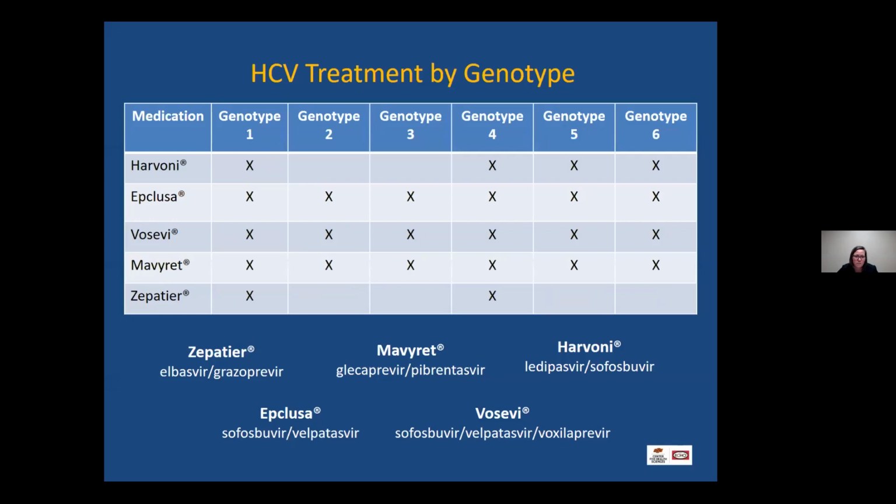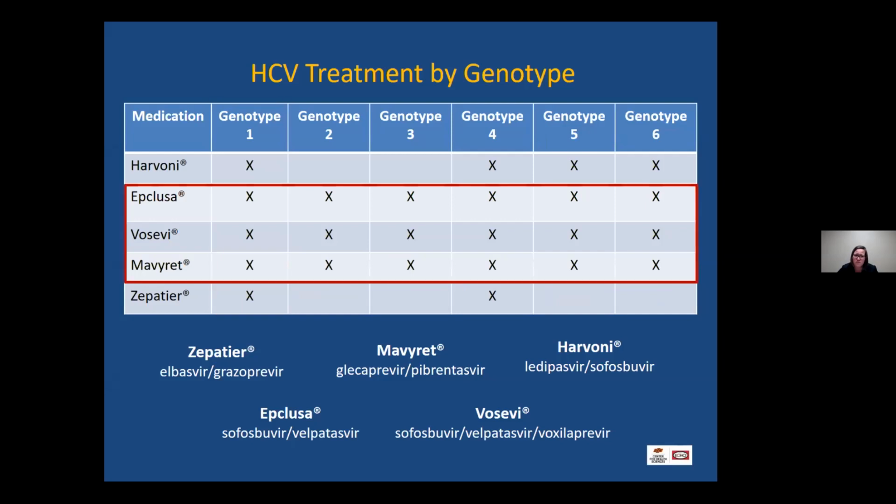Here I showed which genotypes they treat. And so you can see here, for genotype 1 patients, you can select any of the regimens and they'll be appropriate. There will still be some caveats on how you would do that, but they are potentially appropriate. And then conversely, Epclusa, Vosevi, and Mavyret treat all genotypes, so you wouldn't have to worry about that. There are still caveats in treatment duration and other considerations, but just in general. Now Vosevi, that middle one there, is actually reserved for treatment failures, just as a sidebar.